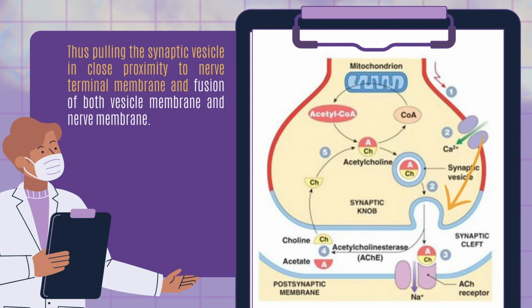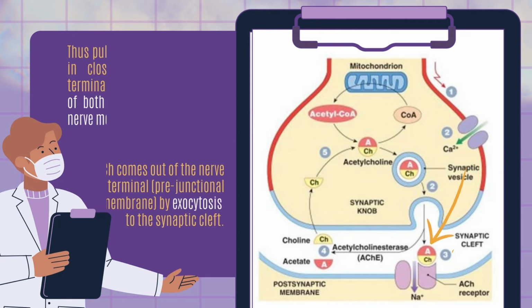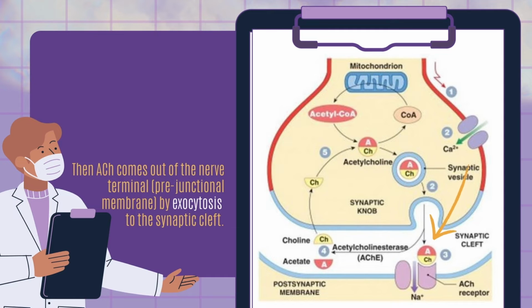The presynaptic release of acetylcholine at the autonomic neuroeffector junction is controlled by acetylcholine itself released from the same nerve terminal, which is the autoinhibition, and norepinephrine released from sympathetic nerves. These are examples of homotropic and heterotropic presynaptic interactions respectively. Then, acetylcholine comes out of the nerve terminal or prejunctional membrane by exocytosis into the synaptic cleft.